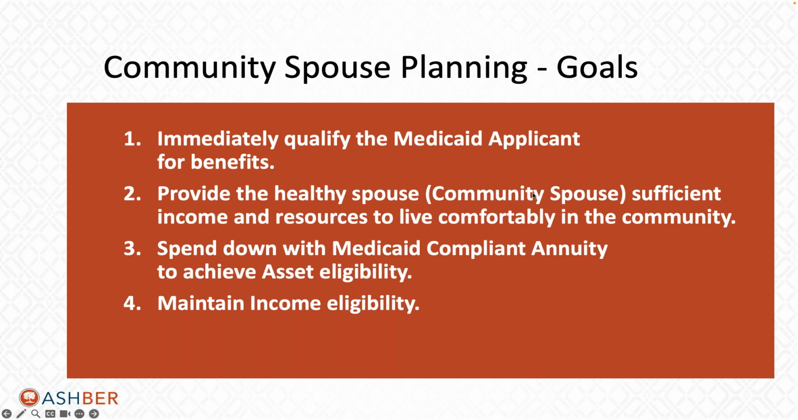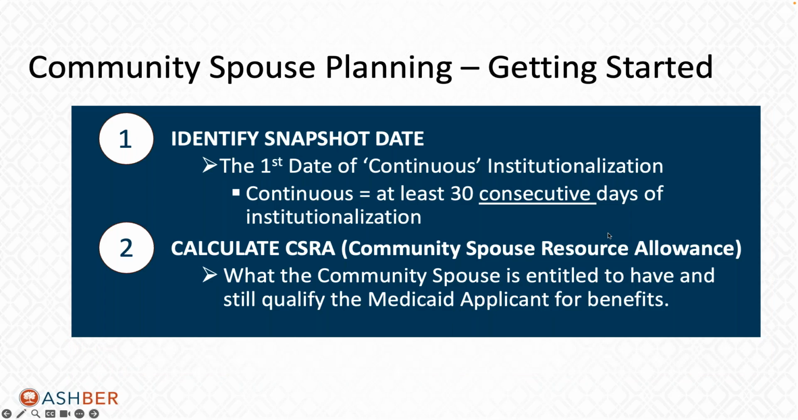And then part of this process is to spend down with the Medicaid compliant annuity, which will achieve asset eligibility. And then also I'll show you how we're able to obtain income eligibility in this process as well. So in this scenario, there's no gifting, unless you're probably in Alabama. I could see most likely a gifting scenario there because the rules are definitely different in that particular state. But mostly every other state, I think primarily we do a traditional community spouse planning.